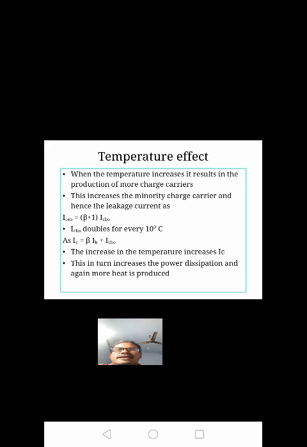This increases the minority charge carriers and hence the leakage current, as ICEO is equal to (1 plus beta) into ICBO. ICBO doubles for every 10 degrees increase in temperature. As IC is equal to beta into IB plus ICBO, the increase in temperature increases the collector current, the output current, also.